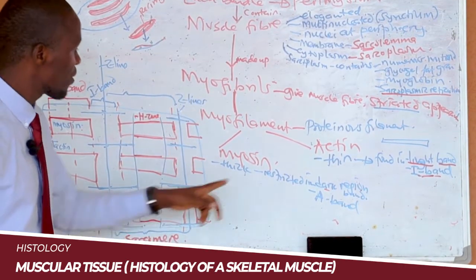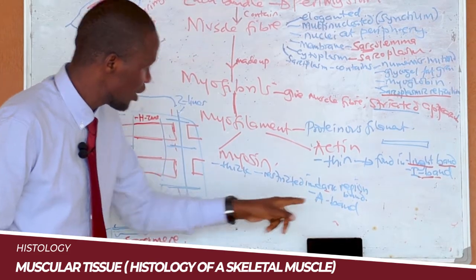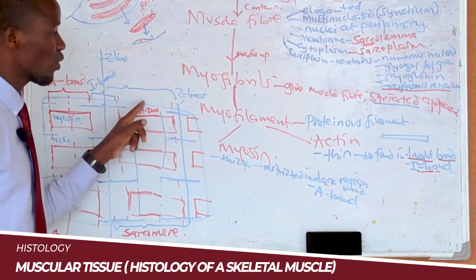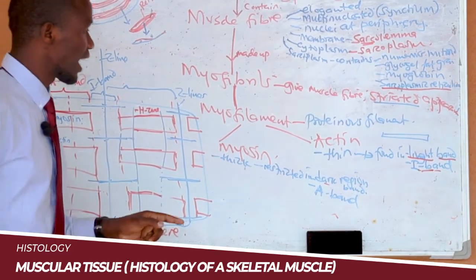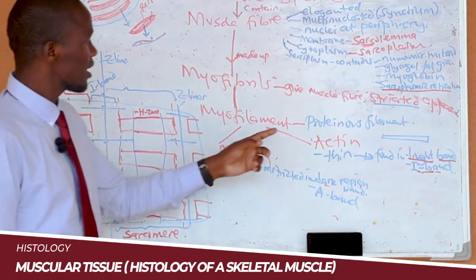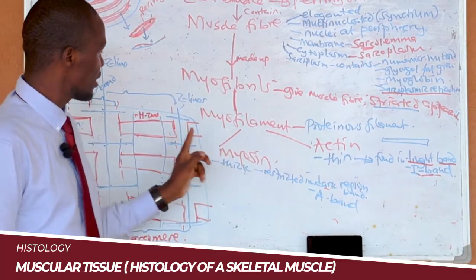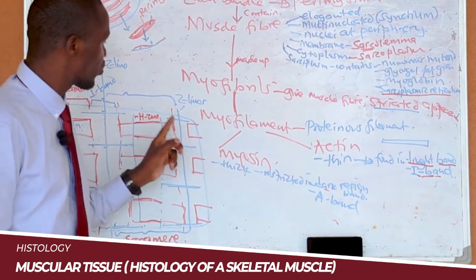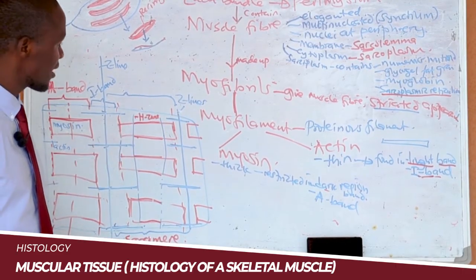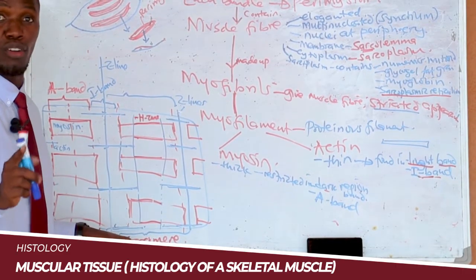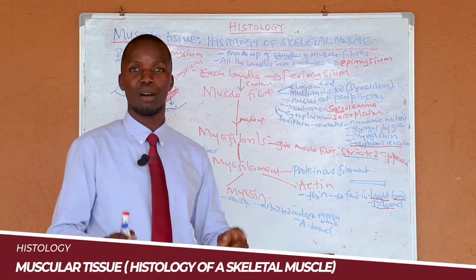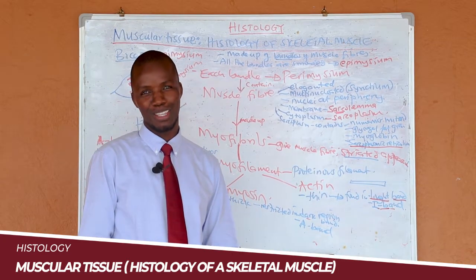Then we are saying within the A band, there is a region where we have only the myosin alone, and that region we have called the H zone. And then we have said that the line which passes through the actin we have called the Z line. And therefore we are saying the region between two Z lines is called what? Is called a sarcomere. And for information, a sarcomere is a contractile unit of a muscle.